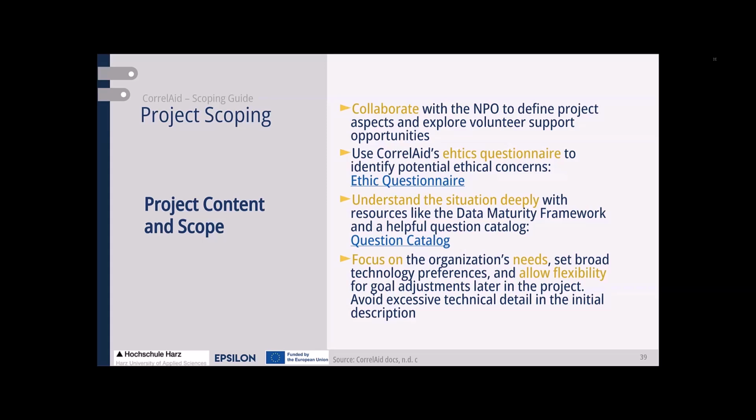You also have to allow for flexibility for goal adjustments. So you have to do it in an agile project way. This is the reason why it is so important to be in touch with the organization all the time, so that you can adjust your goals during the project if you have sub-results which might be interesting. And if you describe all the results that you're working on, please avoid excessive technical details.